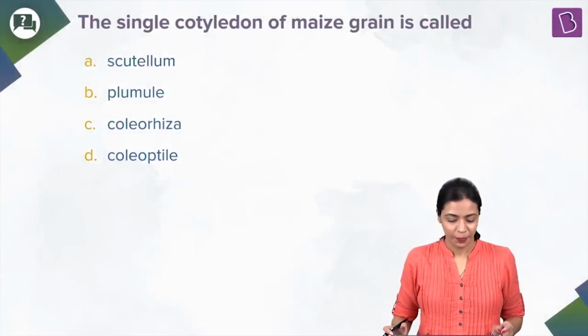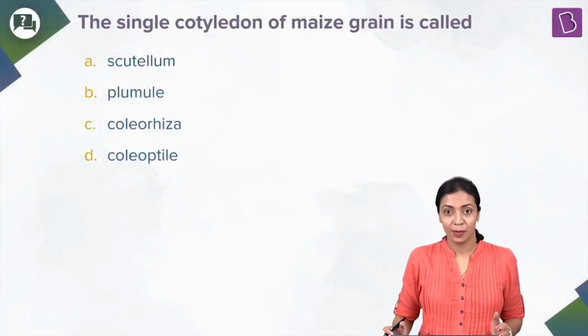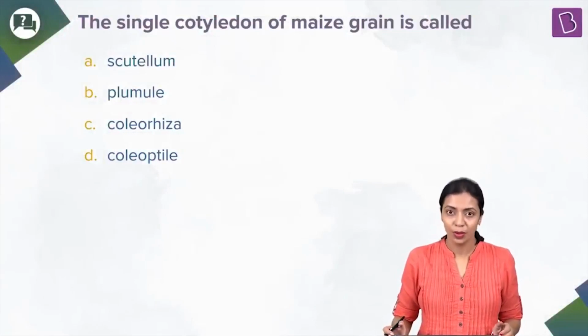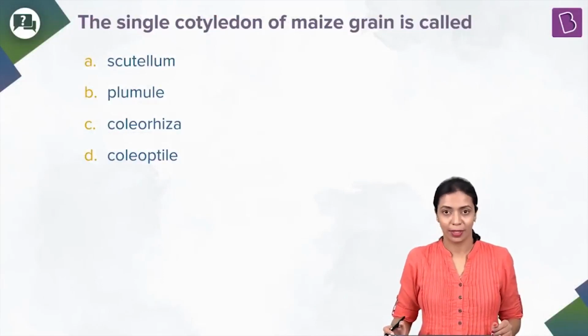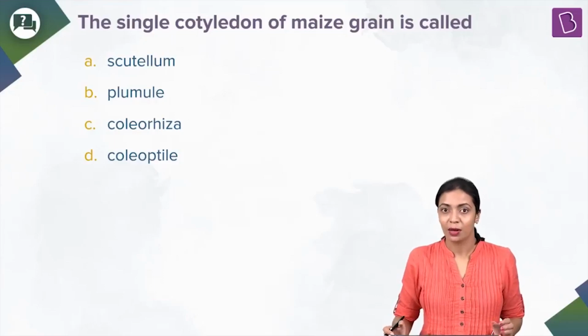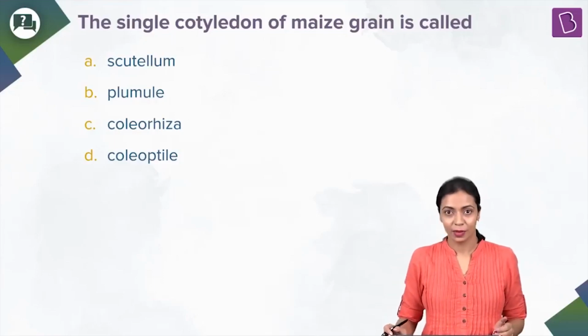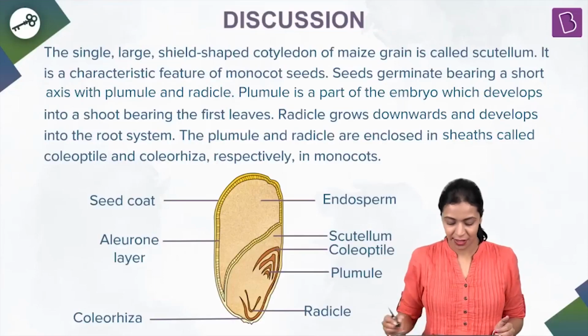Here's the question. The single cotyledon of maize grain is called, the options are scutellum, plumule, coleorhiza and coleoptile. Now all the four options are parts of the maize grain. We are required to find out which one is the name for the cotyledon in a maize grain. Let us look at the diagram of the maize grain to arrive at the answer.